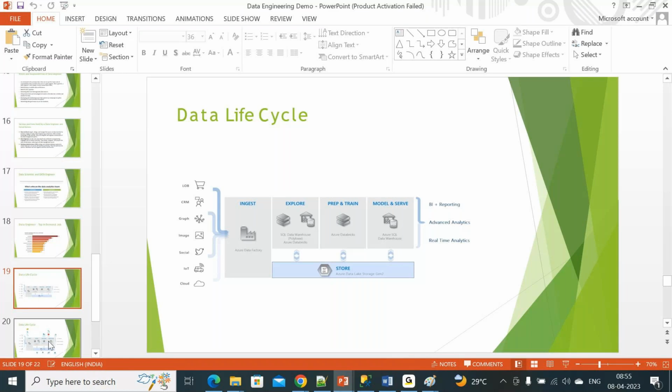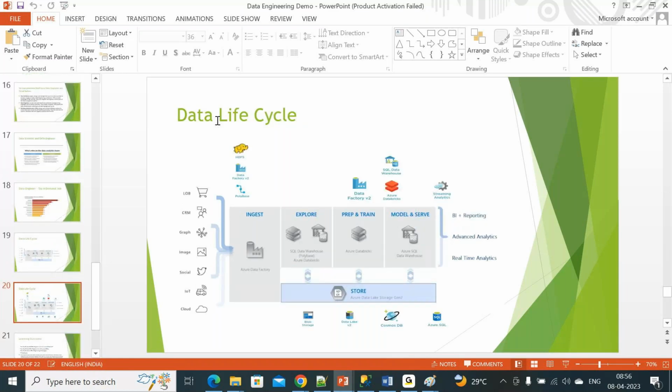See, the data life cycle will be like this. This is the Azure data engineering life cycle: ingest, explore, prepare, train, model, serve, store. These are all the different tools given by Microsoft to work on as a data engineer. Okay. Any doubts here?